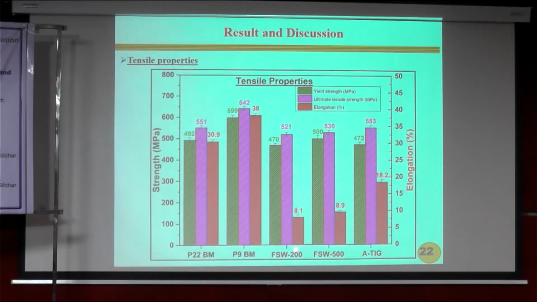Now again, this gives the idea that there is still scope to avoid the soft zone and hard zone. Soft zone and hard zone cannot be avoided if you are doing post weld heat treatment. Why post weld heat treatment?